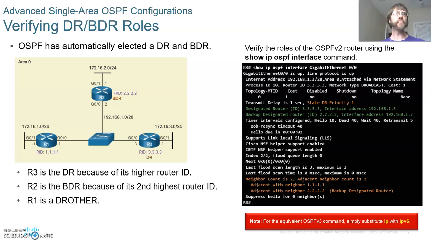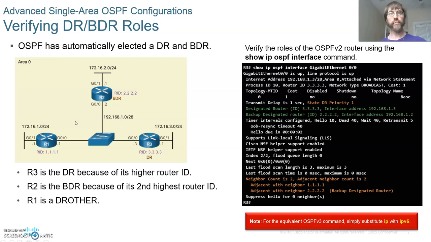Now, in terms of verifying this, there's a couple of different ways to do this. So the simplest way to do this is show ip ospf interface. If you do this with show ip ospf interface, you'll see in the green here the designated router, the backup designated router, its state, and its priority. The priority 1 is your default priority. And of course, we could do all of this for OSPFv3 and IPv6 by replacing IP with IPv6.